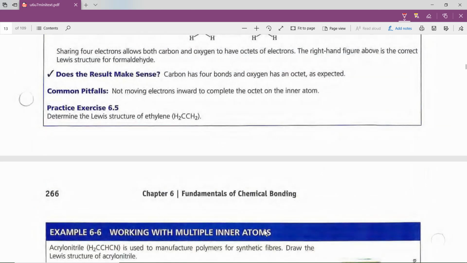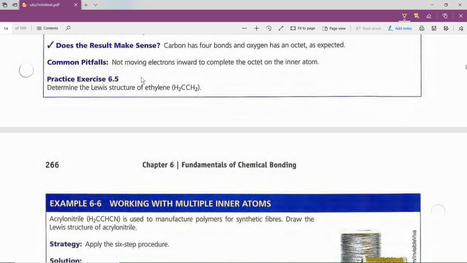Determine the Lewis structure of ethylene. Ethylene is also called ethene. That's the IUPAC name for it. In the olden days it was ethylene. So we'll have carbon, carbon, hydrogen, hydrogen, hydrogen, hydrogen. So C2H4 is the molecular formula. The condensed formula is CH2CH2. And so it has to be a double bond. A single bond won't work. You don't have enough electrons to make it a single bond.